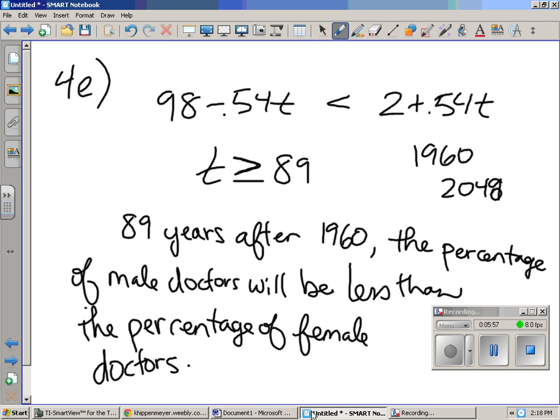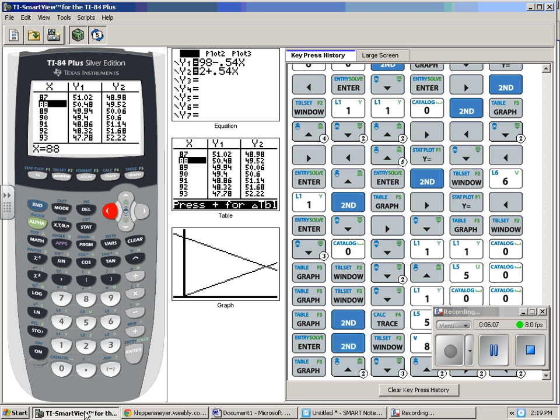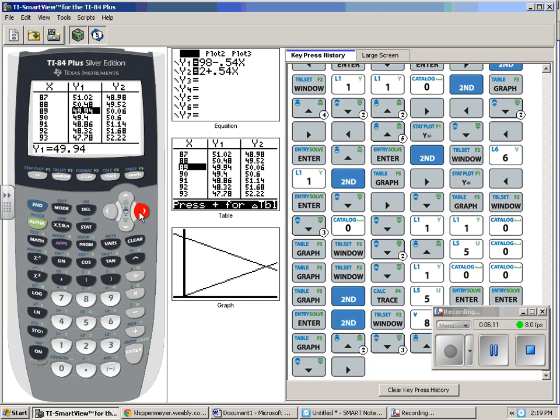The reason why I said that it could be equal to 89 years was because when we looked at the table, at year 89, let's look back. You could see that the percentage of male doctors was less than the percentage of female doctors. And that answer is 4E.